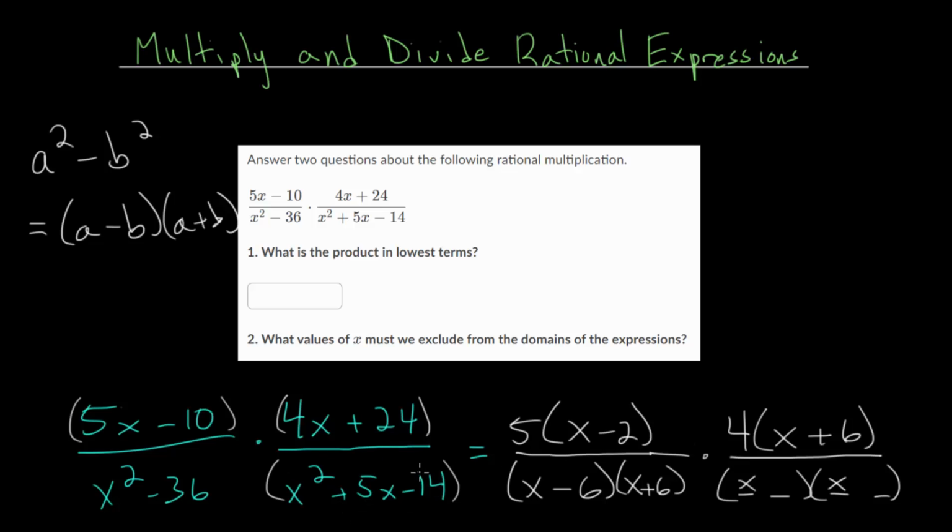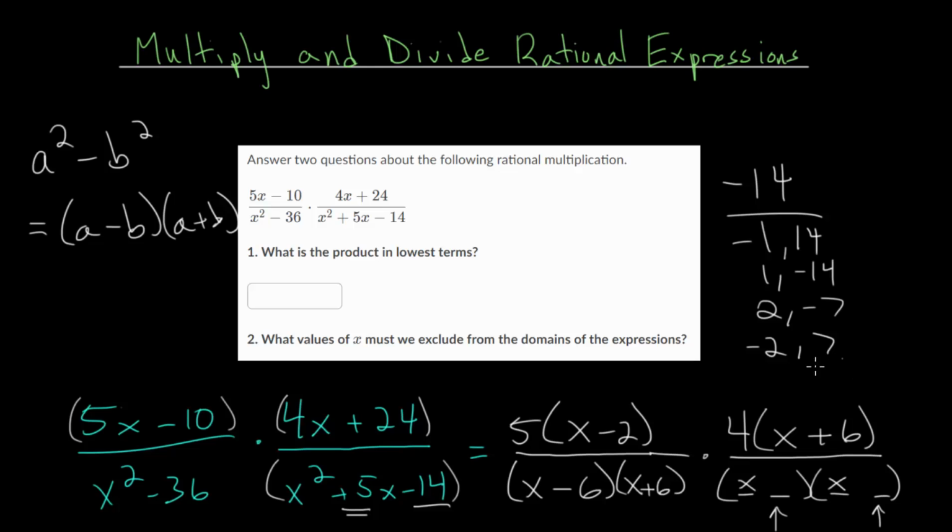So this one does factor though, and we know the first terms are x and x since that's what makes x squared. And at this point, we just need to find these two number terms since we know they multiply to -14 and they're going to add to 5. So let's look at the factor pairs for -14. Could be -1 and 14, 1 and -14. Could be 2 and -7 or -2 and 7. And like I mentioned, we also know they're going to add to 5. So that has to be -2 and +7.